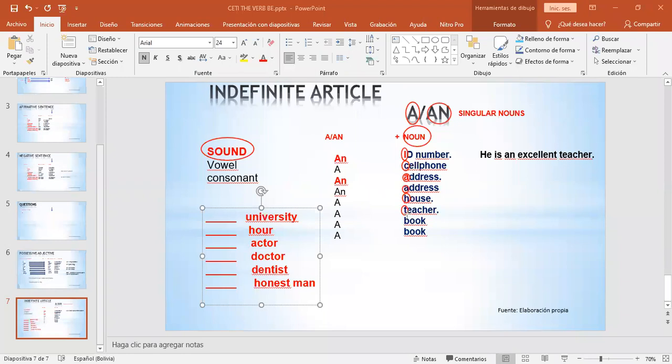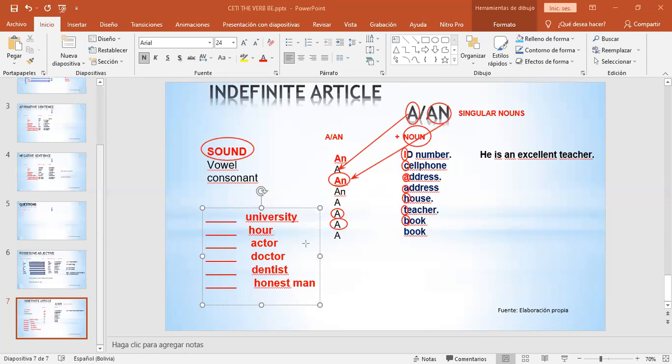Teacher. It's a consonant sound. Book, the same. Book is a consonant sound. But address, it's a vowel sound, and you need an. Okay, so you have to pay attention to it. If it is a vowel sound, an. And you have to pay attention to the noun.